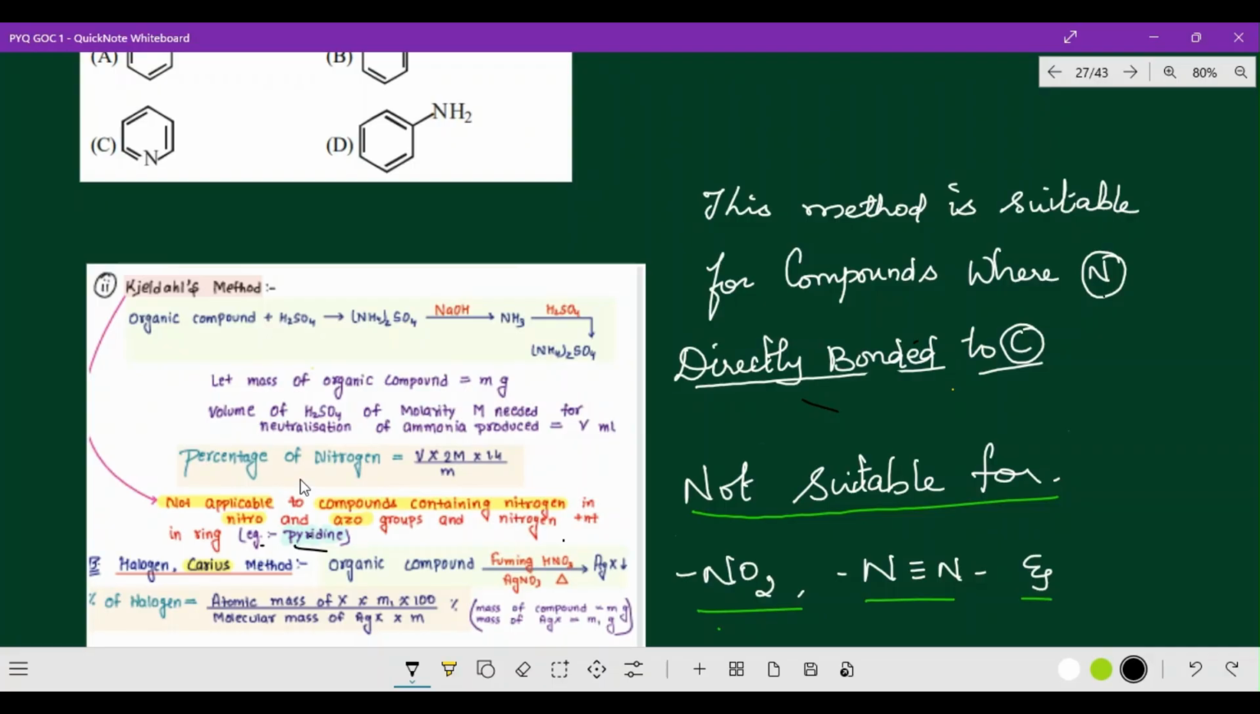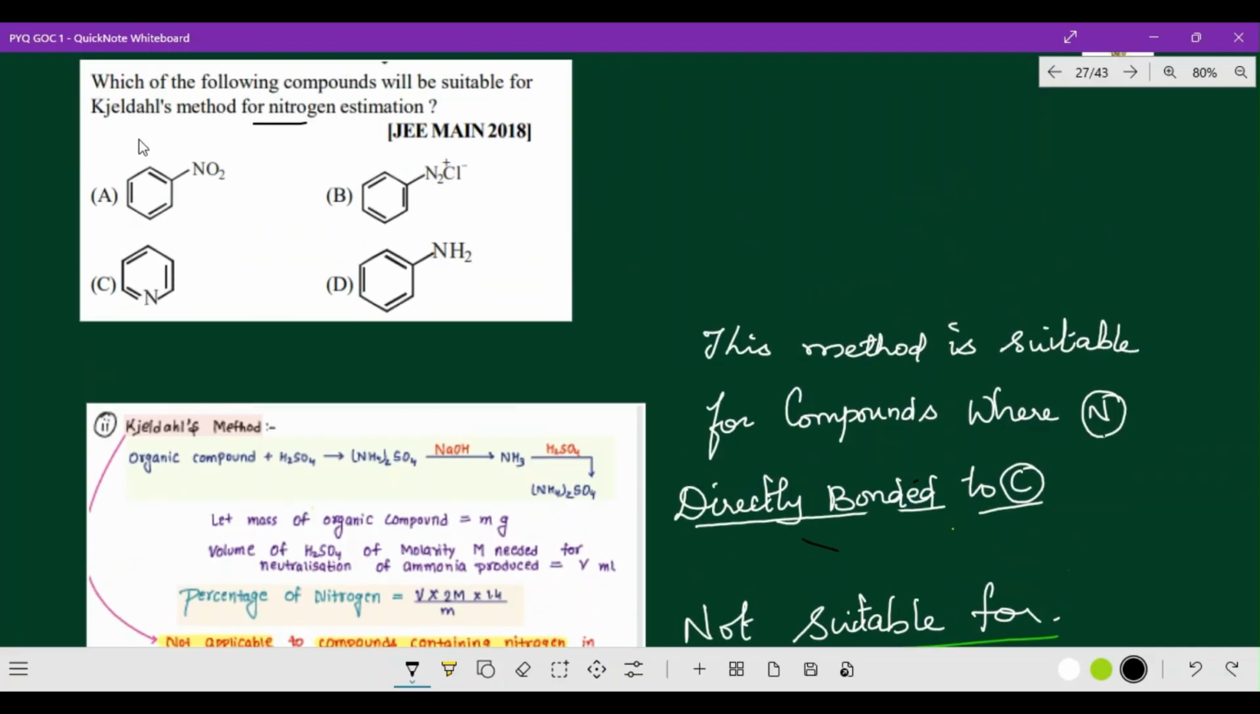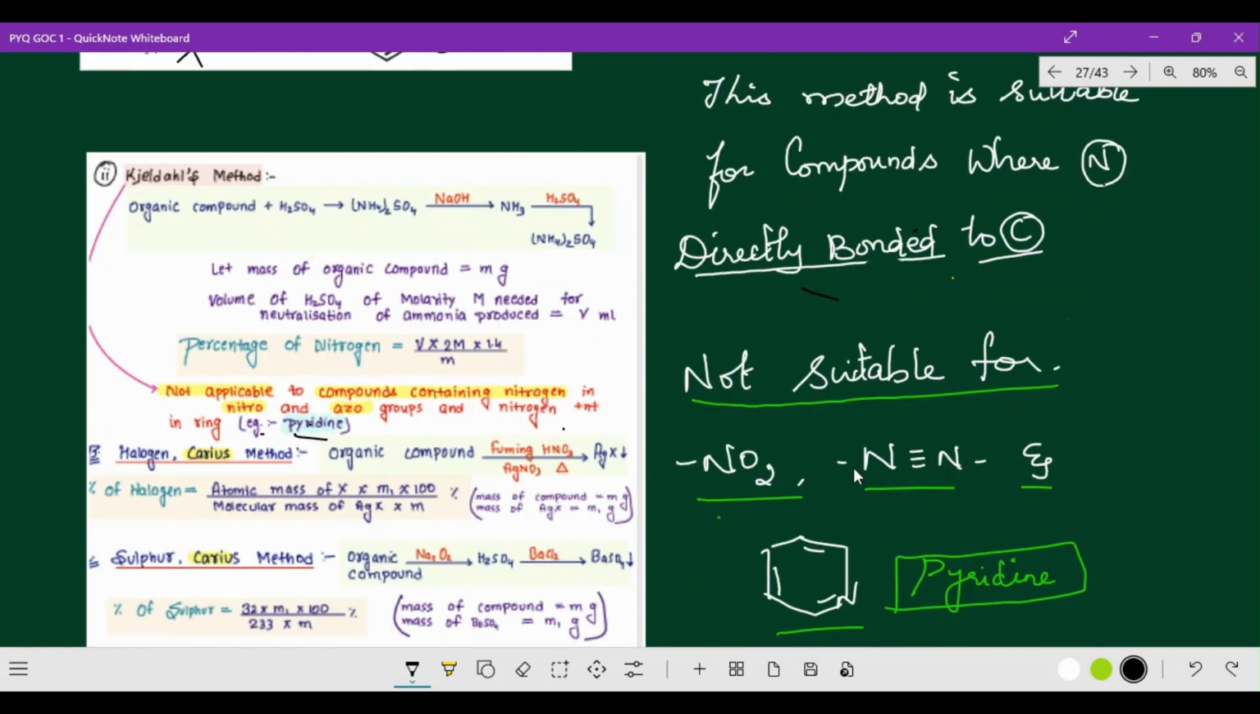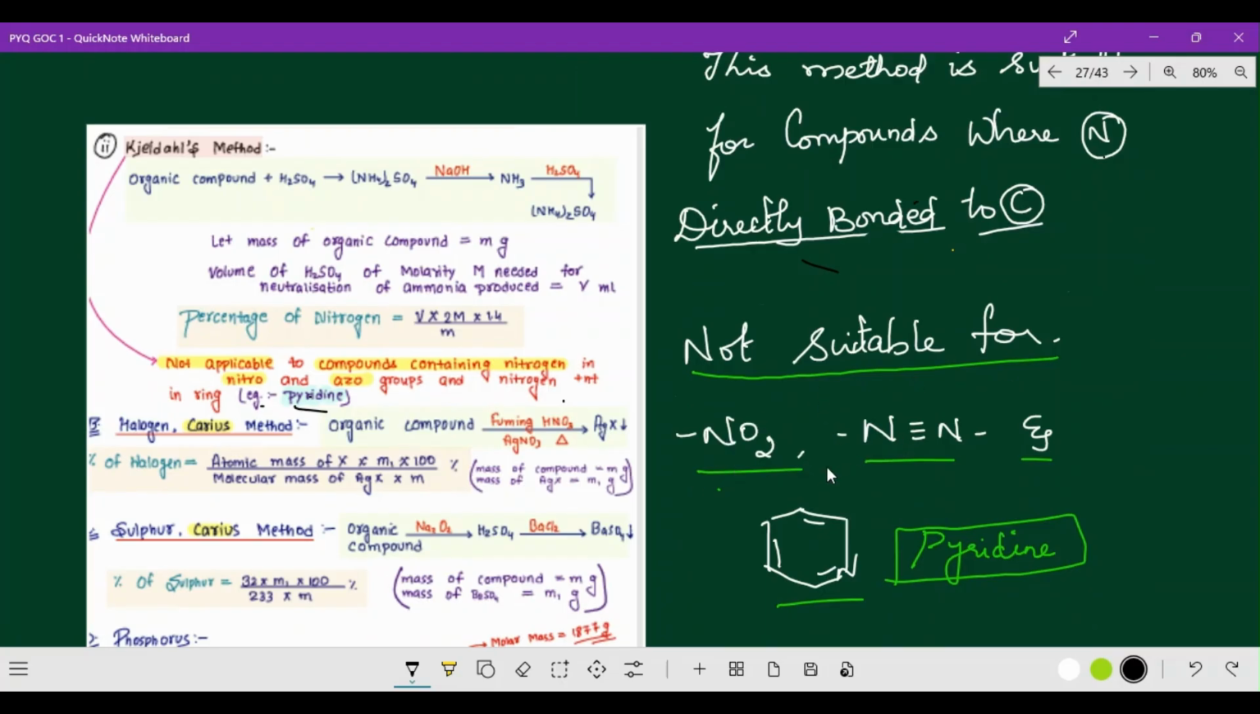So nitro group is present, so that is not applicable, and the azo group is there, this also is not applicable. Nitrogen present in the ring, that means pyridine, is also not applicable. So which is the correct option? You yourself are answering. D is the correct option. The amino group, aniline, is the correct option. This method is suitable for compounds where nitrogen is directly bonded to carbon, and it is not suitable for the nitro group, azo group and pyridine. I have given the clarity, and related points also.